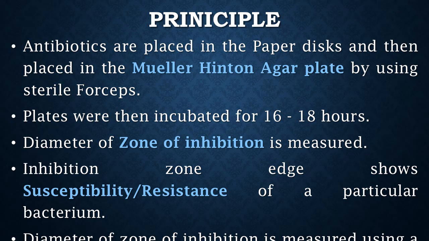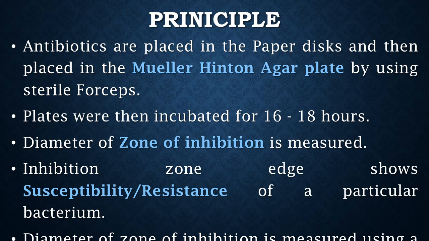The principle of the Kirby-Bauer test is that the antibiotics are placed in a paper disc and then placed on a Mueller-Hinton agar plate by using sterile forceps. Then the plates are incubated for 16 to 18 hours. The diameter of the zone of inhibition is measured. The inhibition zone shows the susceptibility or the resistance of a particular bacterium. The diameter of a zone of inhibition is measured using a ruler.